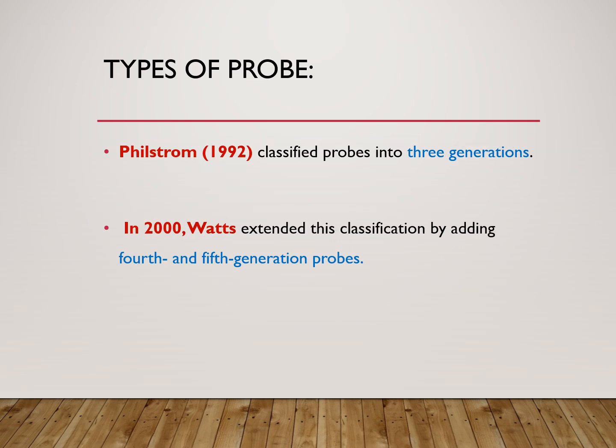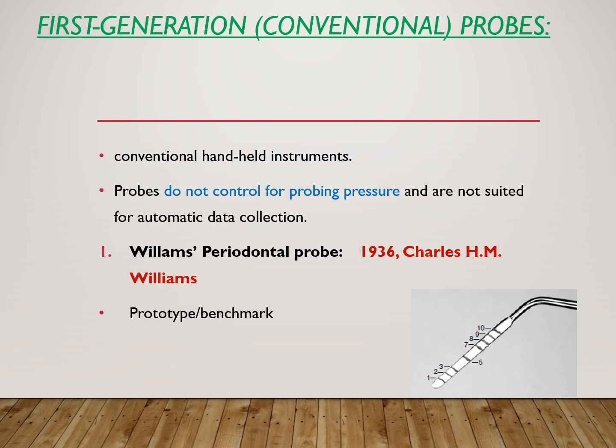So Philstrom, in the year 1992, he classified probes into 3 generations, and in 2000 Watts extended these 3 generations to 5 generations. So till now, 5 generations of the periodontal probes have been classified. The first generation is the conventional probe. So these are the handheld instruments.